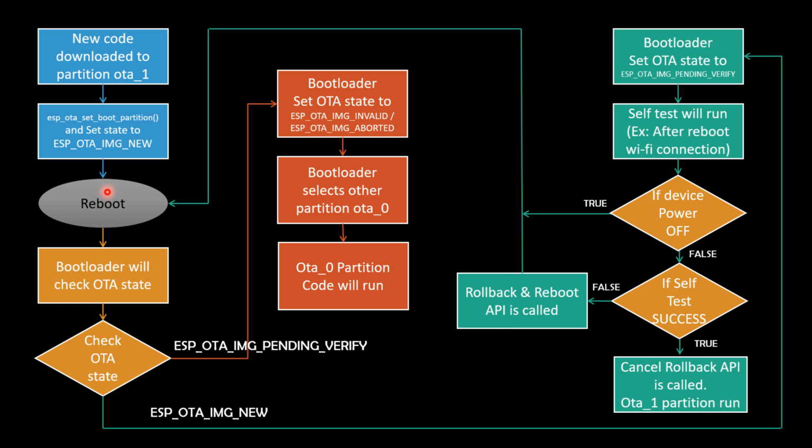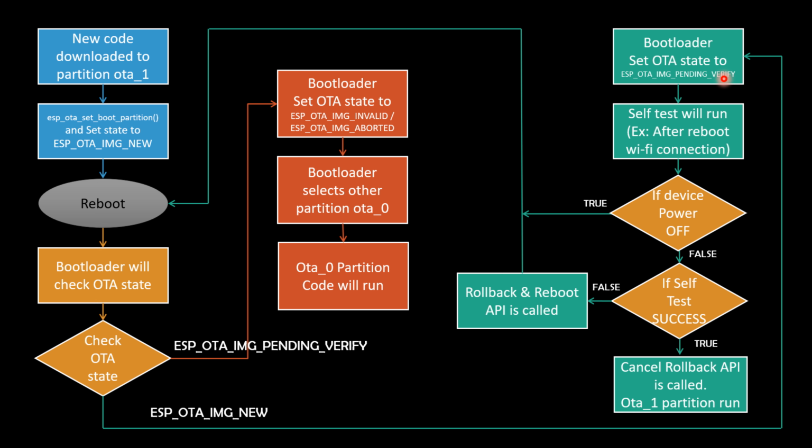Right, once the OTA is done, we reboot the device. Now my app rollback is enabled. So in that case, the bootloader will check the OTA state. Now our current OTA state is ESP OTA image new. So if the state is ESP OTA image new, the bootloader will set the OTA state to ESP OTA image pending verify. What this state means is that you have to verify that the downloaded image is correct.